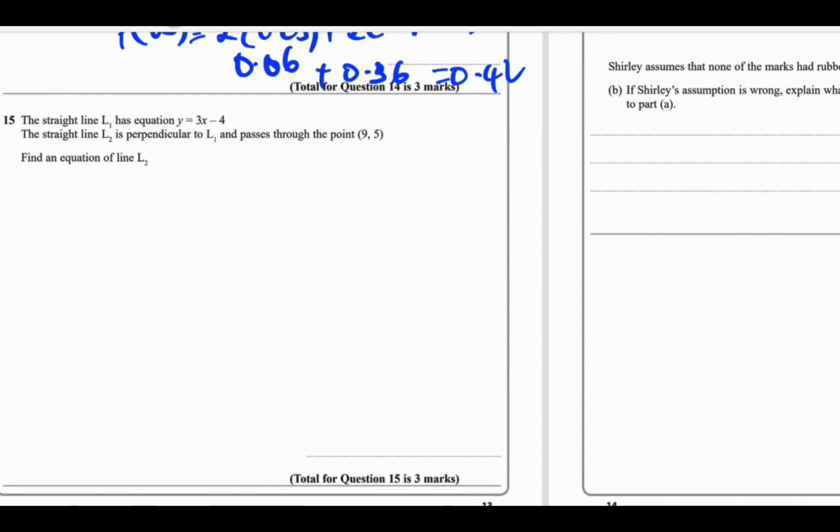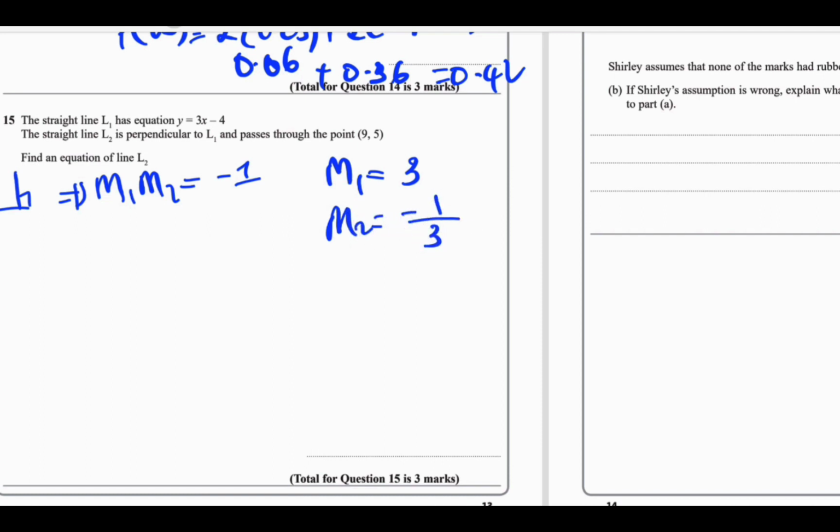Okay, perpendicular, first of all. When it's perpendicular, it means that the gradients of both of them multiply to give -1, okay? So the gradient of the first one is just the coefficient of x, which is 3, so that means the gradient of the second one will be -1 over 3. Now it passes through this point, so we have to use the point-slope form, which is y minus y1 equals m into x minus x1.